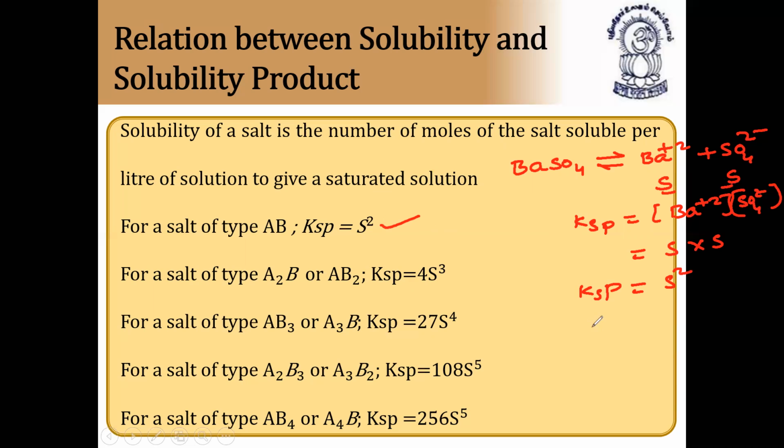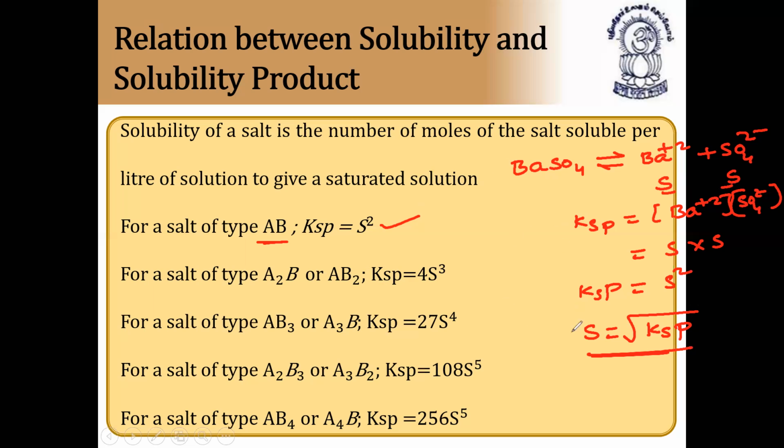So Ksp is equal to S square, the first one. And to find solubility for this type of salt, root of Ksp. Either they ask us to find solubility product or solubility in the numericals. So how to find solubility product for this type of salt? For a salt of type AB, solubility product is equal to S square. And how to calculate its solubility? S is equal to root of Ksp. I have given different examples for AB type salt. I hope it is clear.